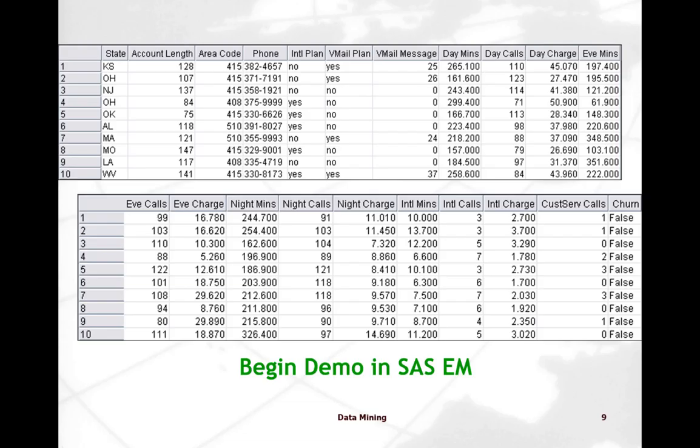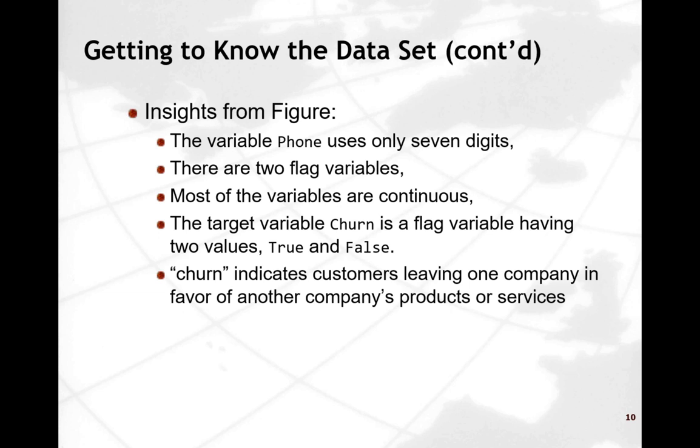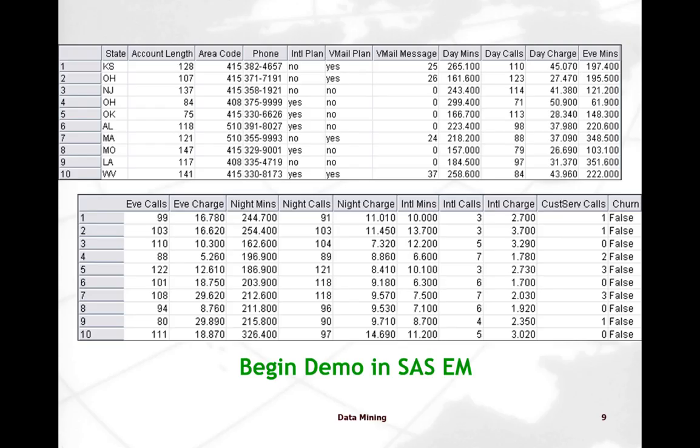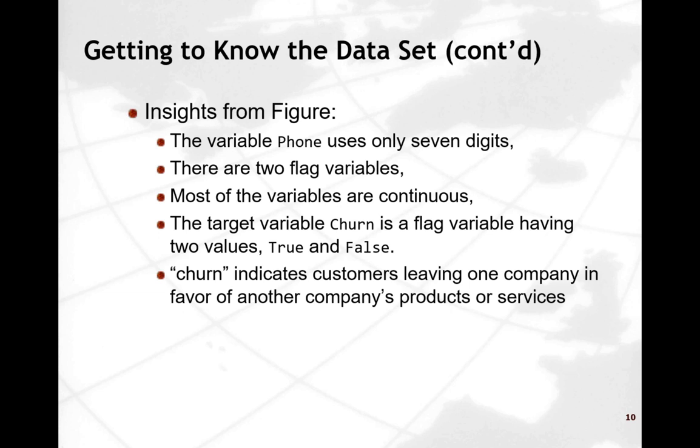Anyway, so we kind of took a look at the data set already. Let's try to find these insights. The variable phone uses only 7 digits. So we saw that in the previous slide, but is that true in the data set? How do you find out? Right? How do you find out in SAS? There are 2 flag variables. That's kind of what SAS cast in the variable page. Most of the variables are continuous that we already know.